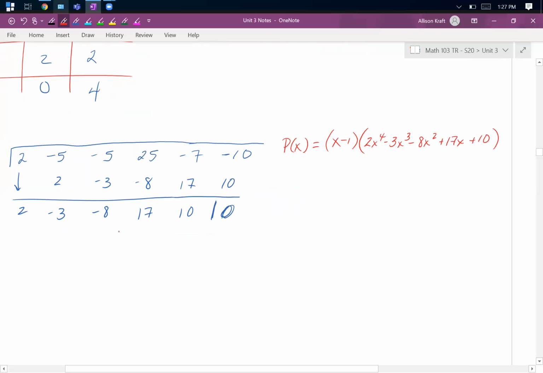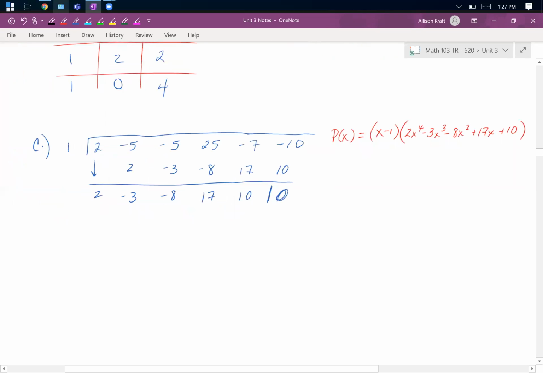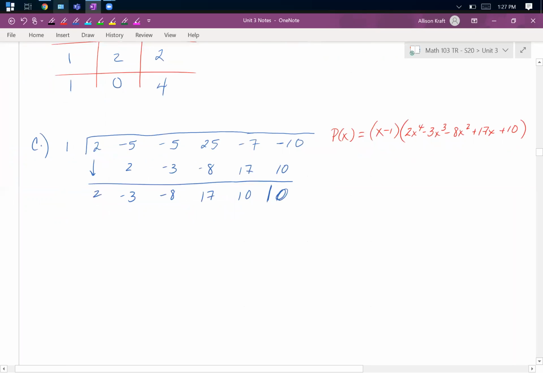Great. We're on our way. Now it's time to pick another number out of our list of possible rational zeros, and we're going to synthetically divide it into this 4th degree polynomial, because remember, we're trying to continue to break it down into the product of linear factors, so we don't go back to the original, we go to the next largest factor. So what number out of our list would you like to check to see if it's a 0? What would you like to check next?